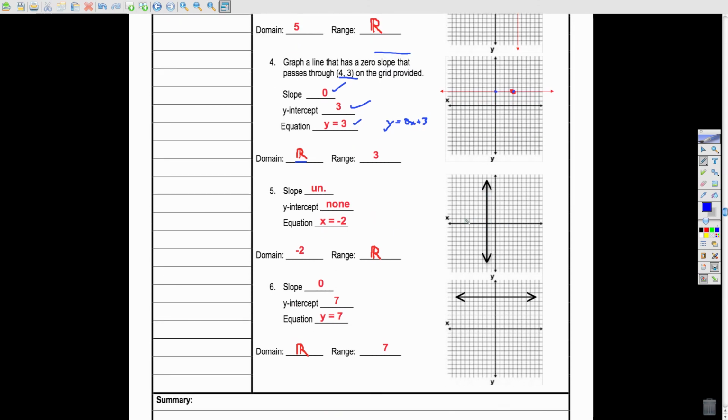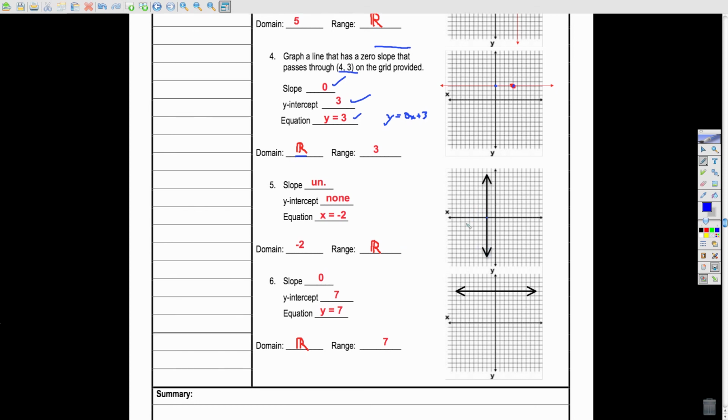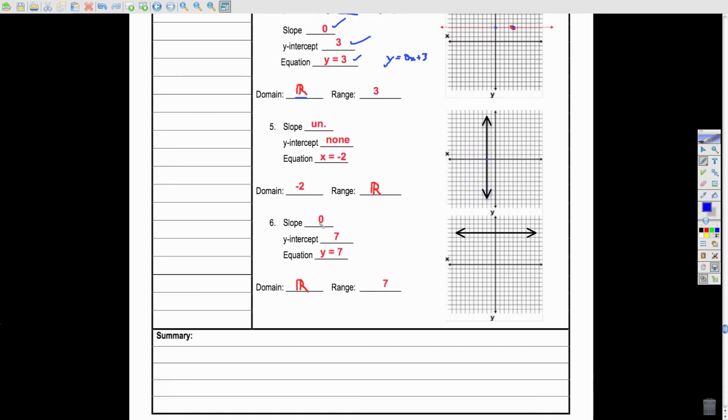Number 5, the slope is undefined. On these, it gives you the graph. Again, vertical is undefined. Your y-intercept, there is none. It doesn't cross the y-axis anywhere. And again, if you have a vertical line, your equation is x equals -2. The domain, your x value, the only x value is -2. Your range goes forever up, it goes forever down. It's infinity in both directions. Your range will be all real numbers.